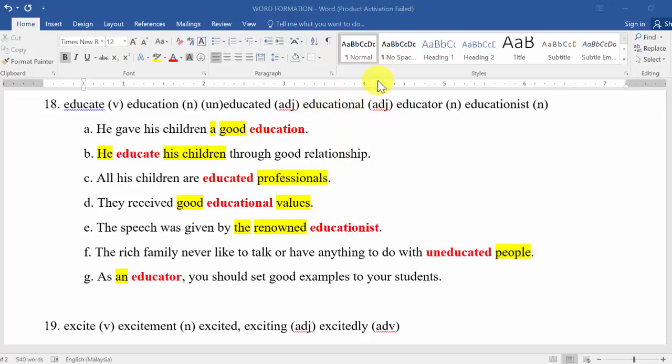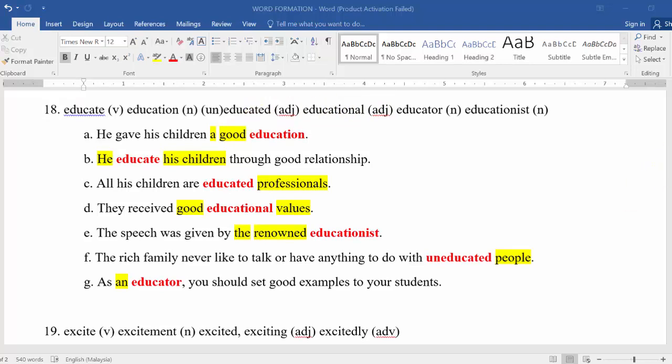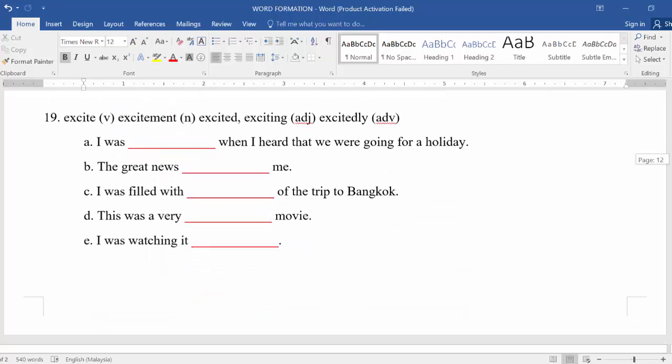While educational is an adjective here, it is used to describe something. Educational values, educational videos, educational books. Educational is used to describe something. This one is used to describe a person, people. Okay, so now let's look at the last question of our exercise.